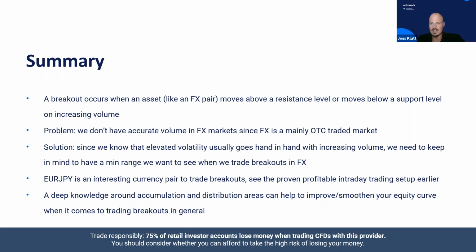And the solution here is that we know that elevated volatility usually goes hand in hand with increasing volume. So what we need to keep in mind is that we have a minimum range here, so that we increase the chances of a breakout. And in addition to that, we can also use the overall idea of what I presented a few seconds ago on the accumulation and the distribution area, which can help to smoothen the equity curve when it comes to trading breakouts.